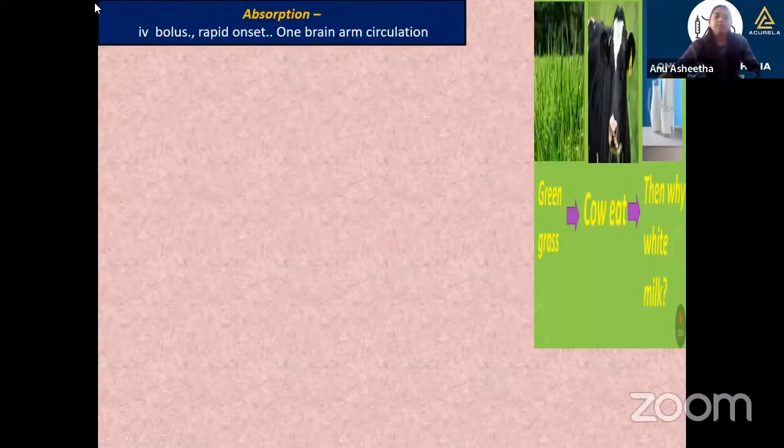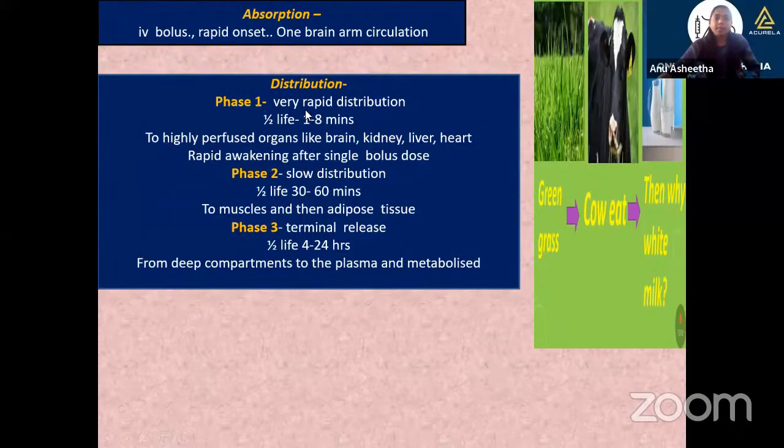Absorption is through the IV route, with one arm-brain circulation. That is the time taken for the maximum effect to occur after intravenous injection. Distribution is very rapid, with a half-life of 1 to 8 minutes. First, it is distributed to highly perfused organs like brain, kidney, liver, and heart, and rapid awakening occurs after a single bolus dose. Then slow distribution occurs to the muscles and then to the adipose tissue, within 30 to 60 minutes. Then terminally, it gets released after 4 to 24 hours from the deep compartments, metabolized by the plasma and eliminated.